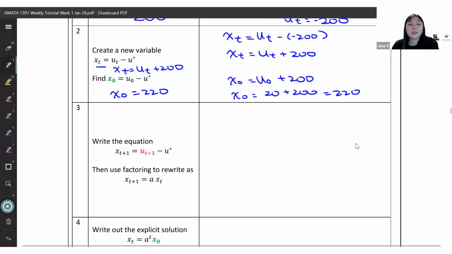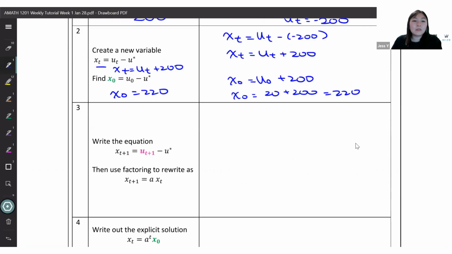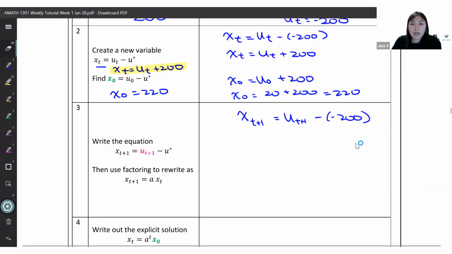Step 3, we want to write down the equation. Remember my whole smiley face rule? We have this equation here, x sub t equals u sub t plus 200. I can replace t with whatever I want. I can replace it with a smiley face. I'm choosing to replace my t with a t plus 1. So x sub t plus 1 equals u sub t plus 1 plus 200.